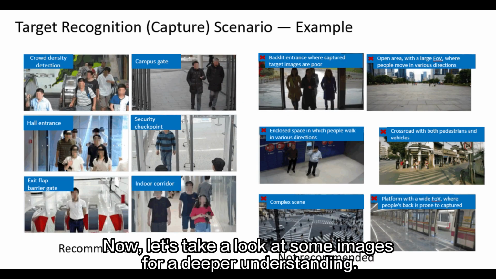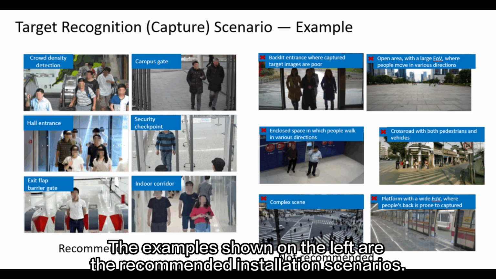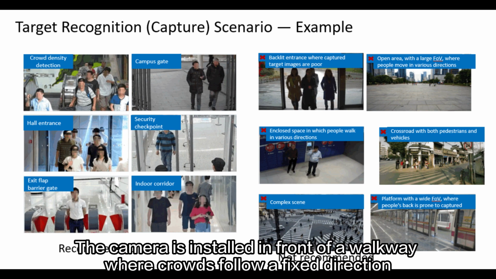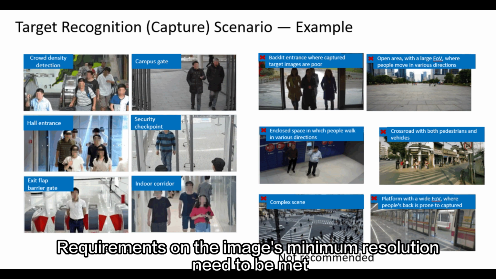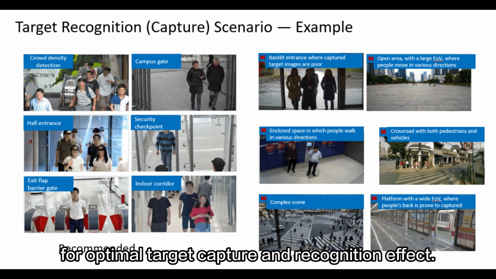Now, let's take a look at some images for a deeper understanding. The examples shown on the left are the recommended installation scenarios. The camera is installed in front of a walkway where crowds follow a fixed direction and move at a moderate speed, and it directly faces pedestrians. Requirements on the image's minimum resolution need to be met for optimal target capture and recognition effect.